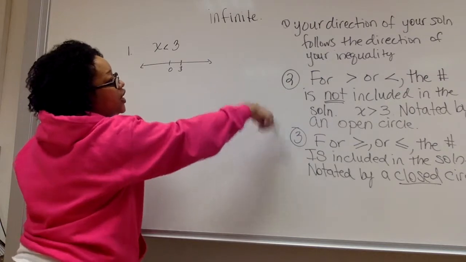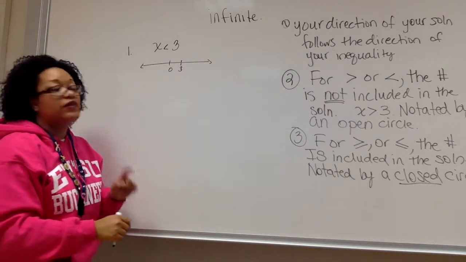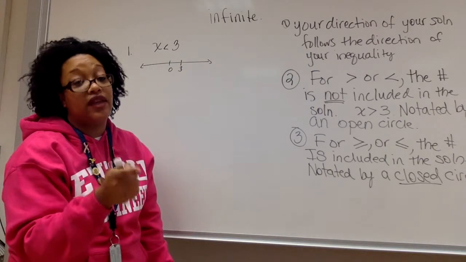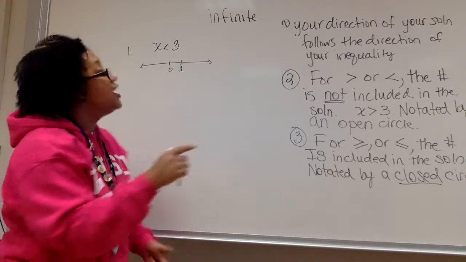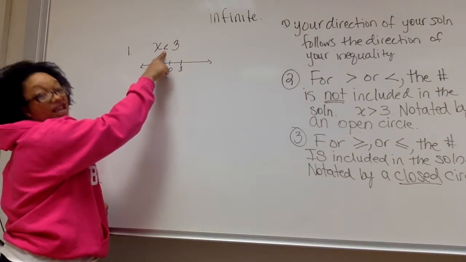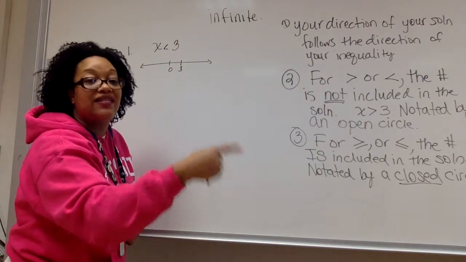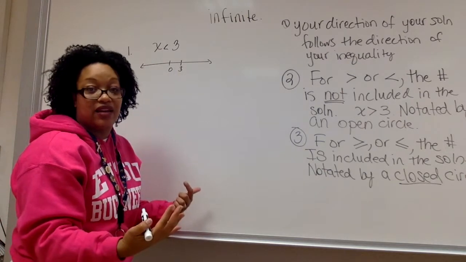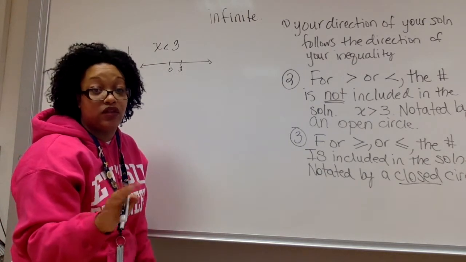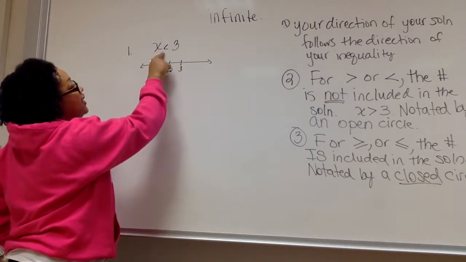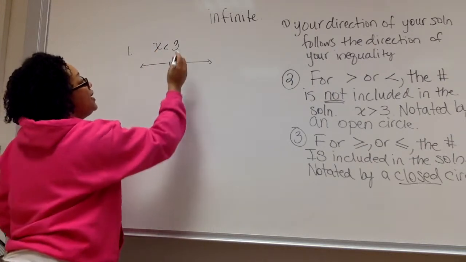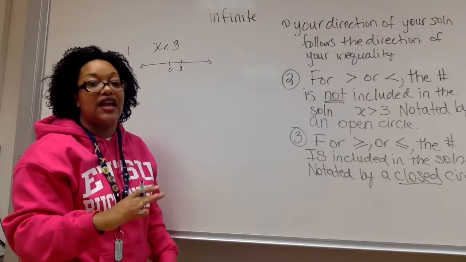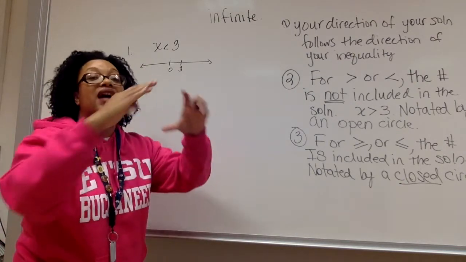Now, this is where your rules come in. First of all, I have a less than. And hopefully y'all know the difference between greater than and less than, or you're going to have a problem with this lesson. This is pointing to the left, which means it's less than. If the arrow's pointing to the left, it is less than. And if you need to write that down, then please do. Because this is a less than symbol, that means that this 3 is not included in the solution. It's where it starts, but it's not included.